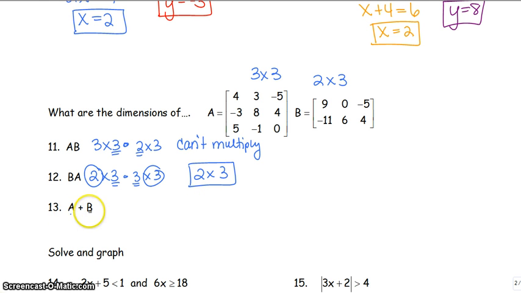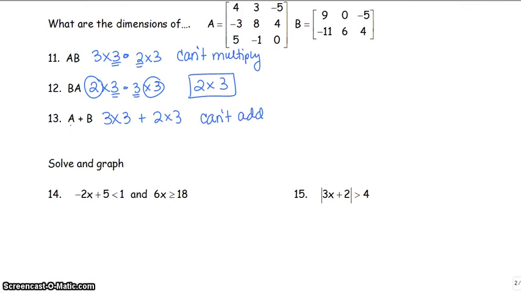And 13, if I were to add A and B, I would have a 3 by 3 plus a 2 by 3, and you can't add these either. Remember, in order to add, your dimensions must be exactly the same. So this would have to either be a 2 by 3 and a 2 by 3, or a 3 by 3 and a 3 by 3.